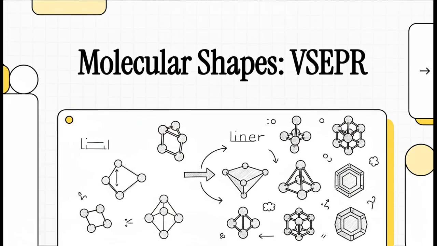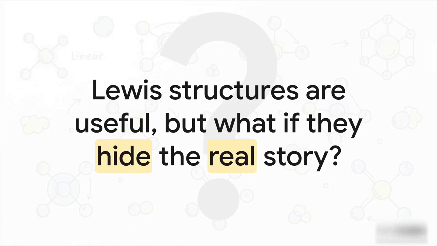Hey everyone, and welcome. Have you ever wondered why water is, well, wet and liquidy at room temperature, or how a specific drug molecule knows exactly which part of a cell to latch onto? Well, the answer, a huge part of it anyway, is all about shape. Today, we're going to unlock the secrets of molecular geometry and learn how to go from those flat 2D drawings to the real 3D structures that control pretty much everything a molecule does. Okay, let's just jump right in.